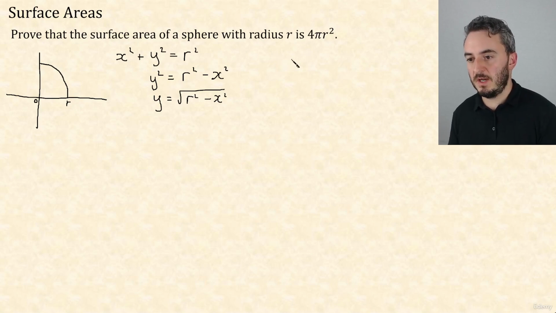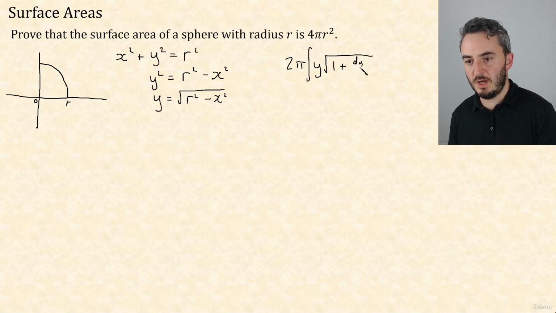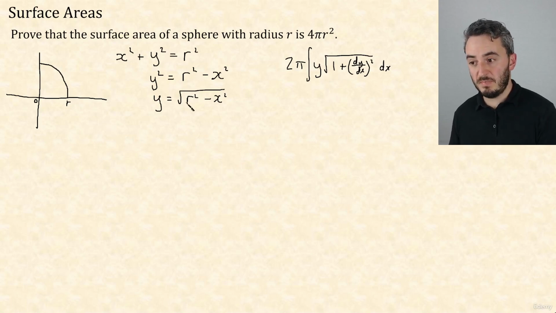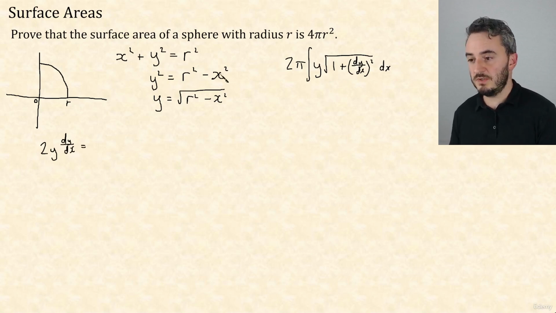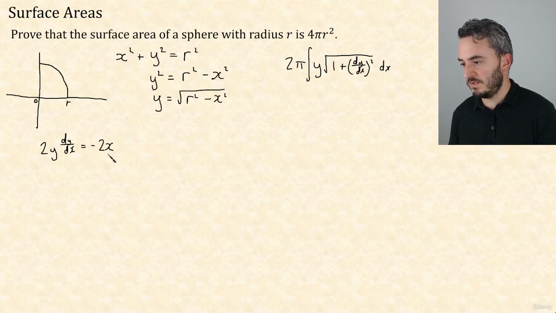So what's our formula? Our formula is 2 pi times the integral of y times root 1 plus dy by dx squared. So let's find what we need to find. Let's start with dy by dx, and maybe it's actually easiest to do that up here and do it implicitly. Let's see. So we get 2y dy by dx equals, well, r squared is a constant, so that's gone, minus 2x. So we get dy by dx is equal to minus x over y.